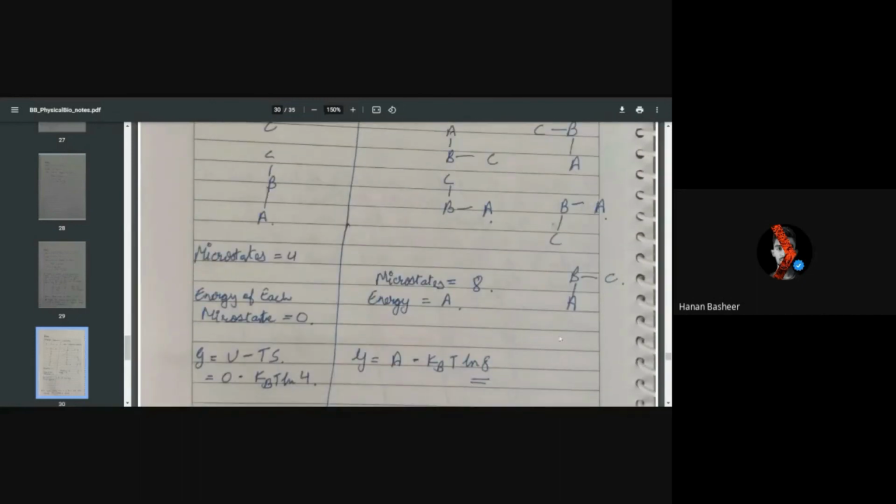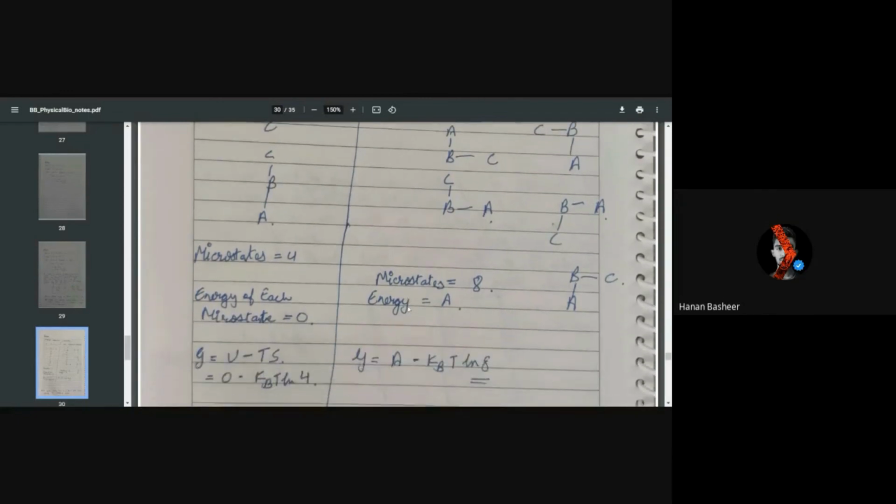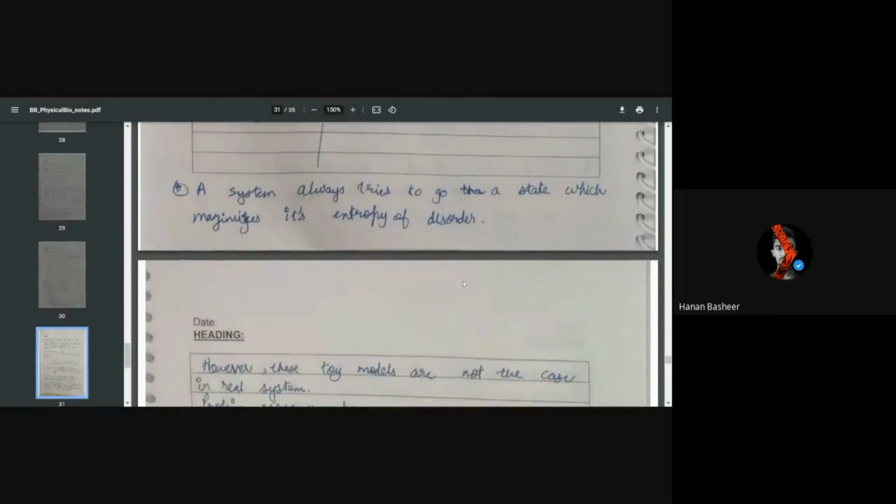So we observe there are 8 microstates in the bent 90-degree one, and in the straight one there are 4 microstates. And we know that the energy of each microstate here is 0 and here it is A. It is provided in the question. On plugging it in, we will get these two values. So depending on the T and A, we can find which conformation will be more favored.